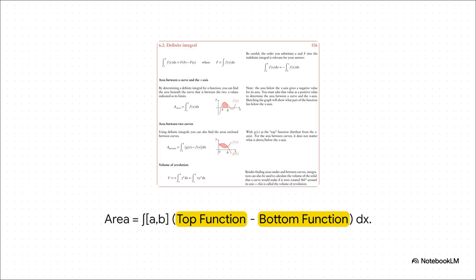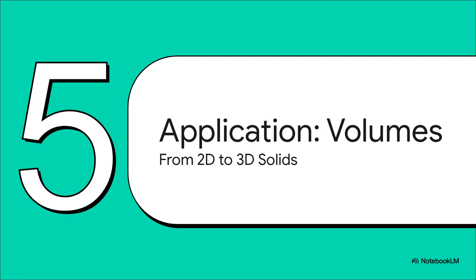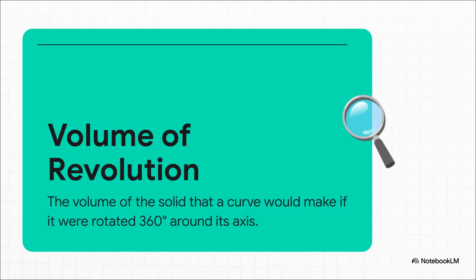Pretty clever, right? So if we can master 2D areas, can we push it even further? You bet we can. Let's level up and jump into the third dimension with volumes of revolution. The name here pretty much says it all. You take a curve, you rotate it a full 360 degrees around an axis, like the x-axis, and it sweeps out this cool three-dimensional solid shape.